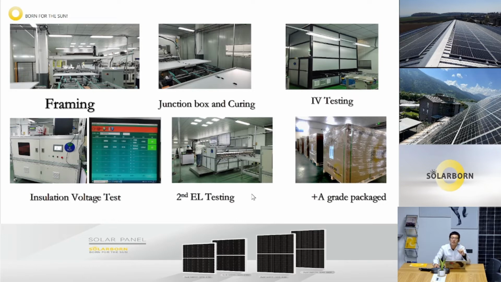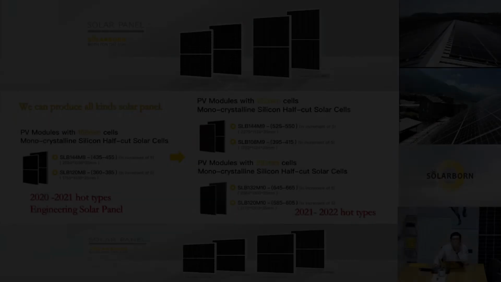For solar panels, EL testing is very important and is the source of quality, to guarantee our quality. So testing for EL is very important. Finally, we deliver the A-grade solar panels to our customers. All the panels are packaged.